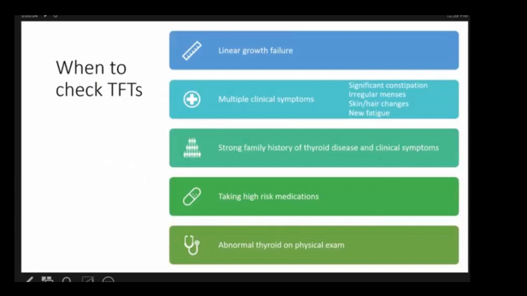We do not recommend routine screening of thyroid function tests in obese children who have normal or accelerated linear growth, or in teens who are just complaining of fatigue in general.